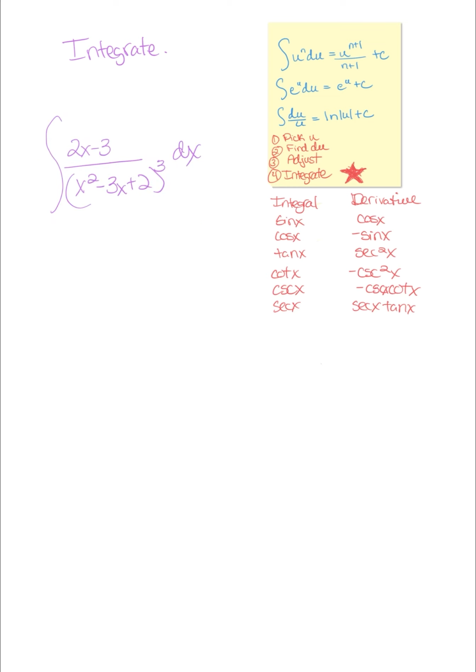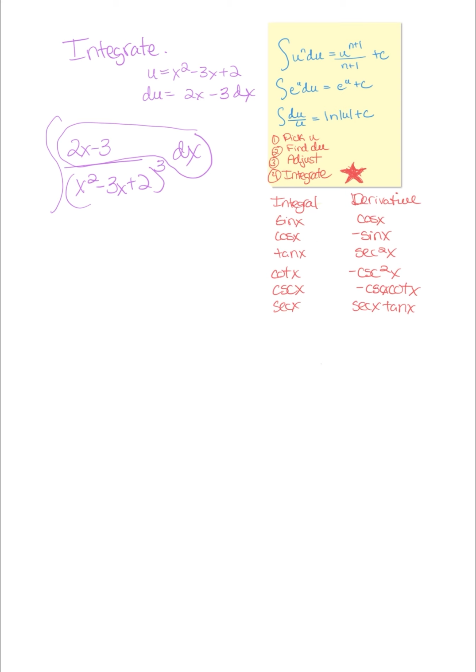Okay, so for this one here, we notice that we have the parentheses. We have something that's wrapped up to a power. So we know that our u is going to be the thing that is in the parentheses. So let's set our u equal to the thing in the parentheses, which is x squared minus 3x plus 2. So our du is going to be 2x minus 3 dx, which we see we already have the perfect derivative right there.